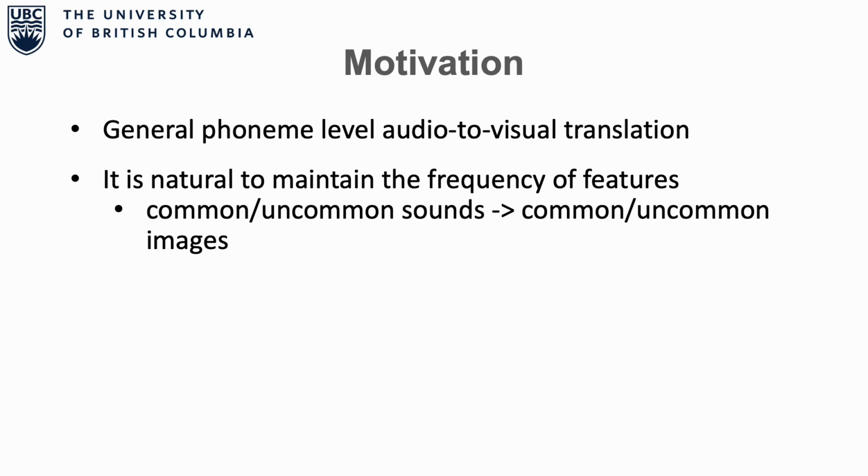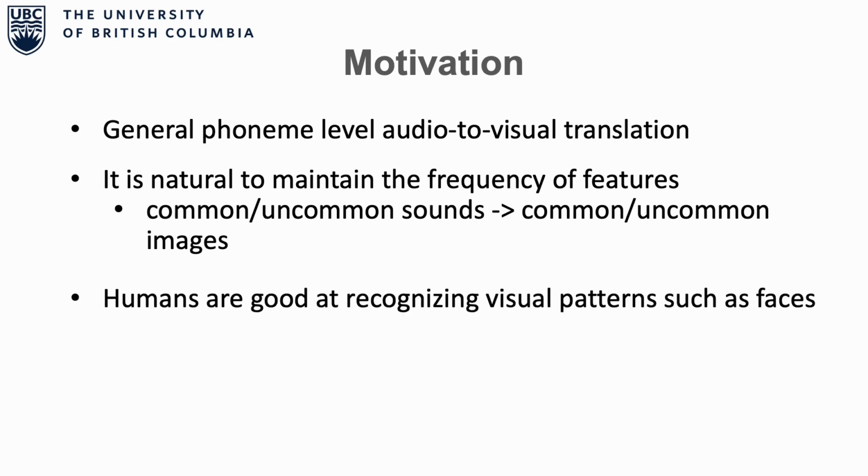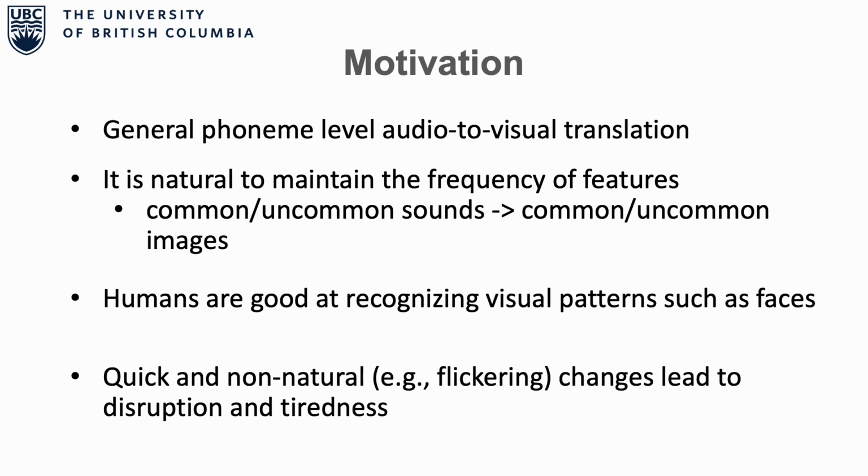First, it's natural to maintain the frequency of features during the translation. The commonly used sounds should be mapped to the commonly appeared images, and the uncommon sounds should be mapped to the uncommon images. So our method is unsupervised, based on unpaired examples. Then, because humans are good at recognizing visual patterns such as faces, we use facial images as a representation for sound signals. Another observation is that quick and unnatural changes lead to disruption and tiredness, so we introduce a smoothness constraint. Therefore, we learn an audio-to-face mapping from unpaired examples with smoothness constraint.